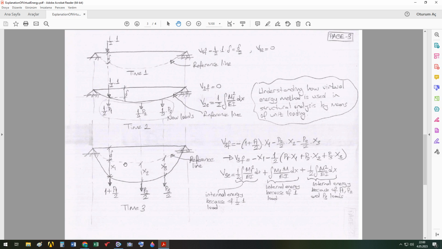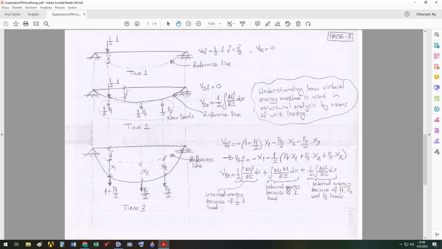Okay, so from this reference line to this last reached equilibrium line, one unit load is constant. So there is no 1 over 2 here, no average is considered. But because P1, P2, and P3 are increased from zero values from the reference line to the last equilibrium line, its internal energy includes 1 over 2 here.